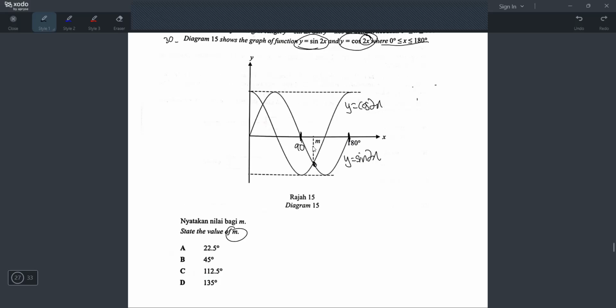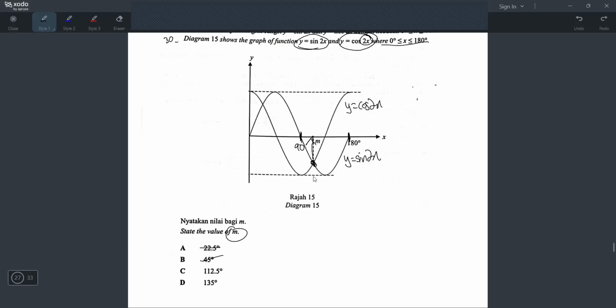So half a wave, right? Or you can refer to the underwear also. So this is one underwear. So half an underwear is 90 lah, because one underwear finishes at 180. So half is 90, right? And if you know this is 90, you know A and B are wrong automatically, because the value of m is the x coordinate of this point, right? So the x coordinate must be more than 90. That's why A and B are wrong. It's either C or D, right?